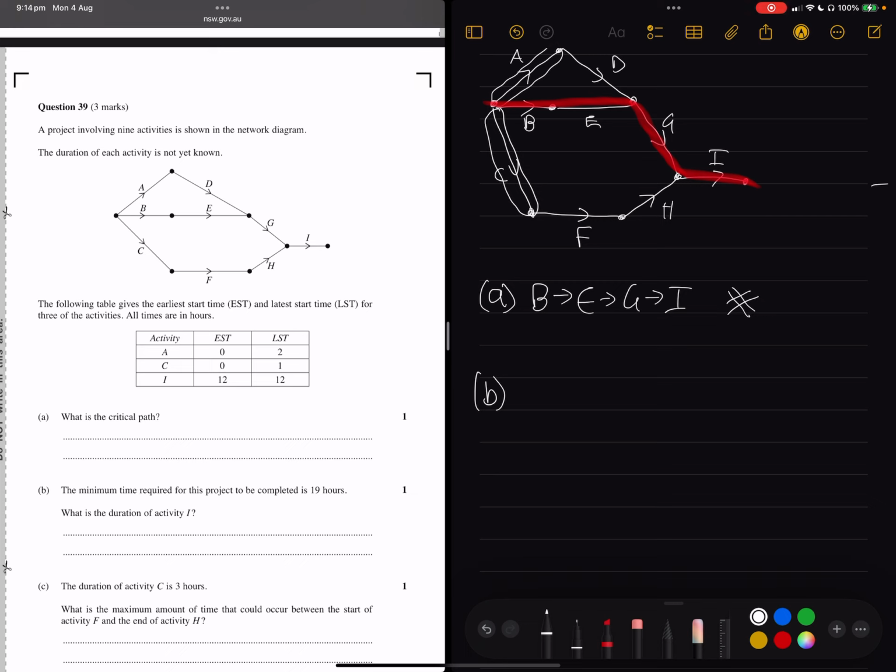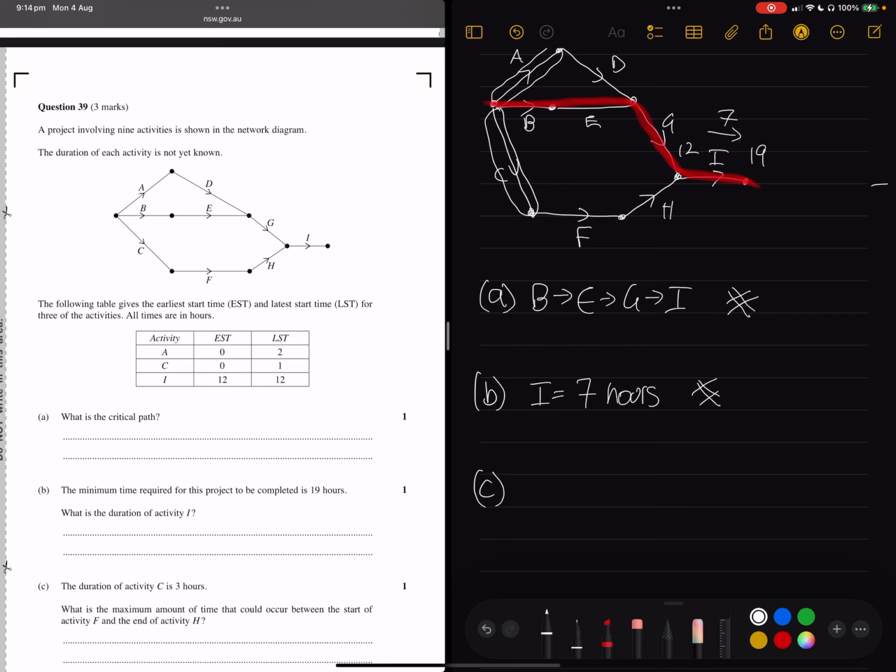So part B, we're told the minimum time required for the project is 19 hours. What's the duration of I? Well, I has no time gap in it. Its earlier start is 12, its later start is 12. So if the project runs for 19 hours, you get to I, for this to be 19, and for it to start at 12, it must run for 7 hours. So I equals 7 hours, and this is part B.